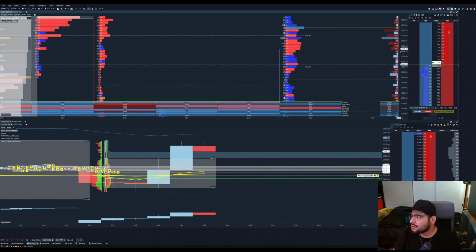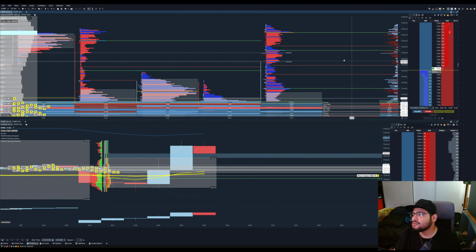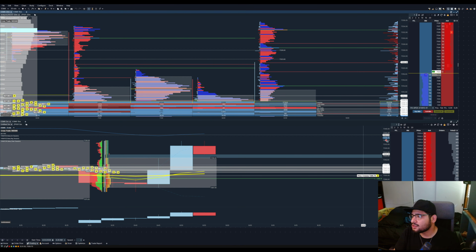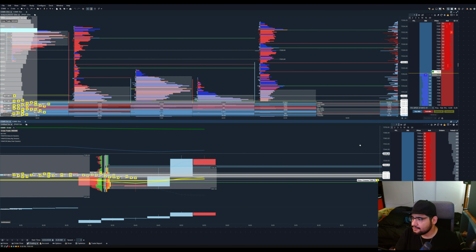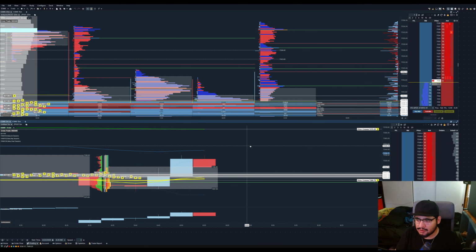So here we have the 30-minute candle, trying to create a top. We have weekly view up above at 72. So we'll see if we get there. That's where I'm looking to take a short position right now.